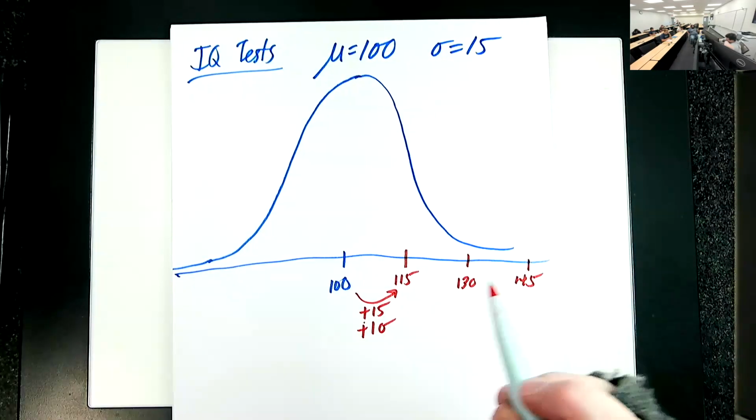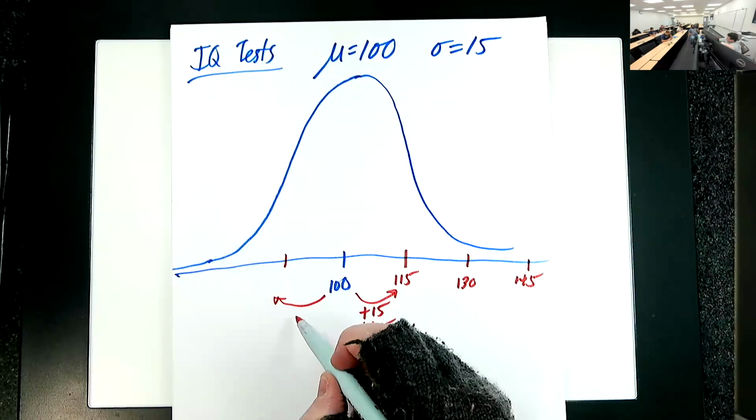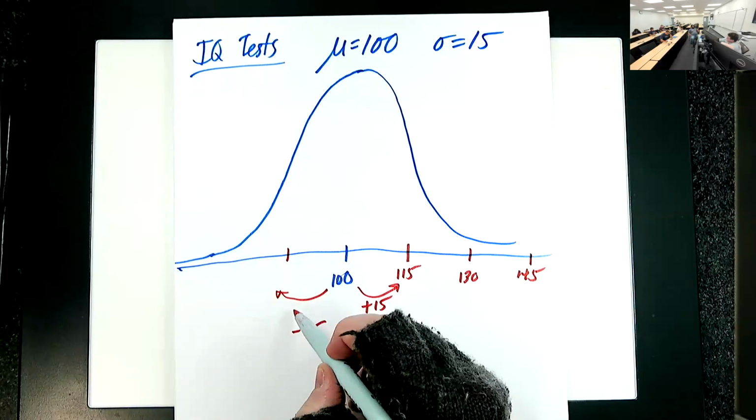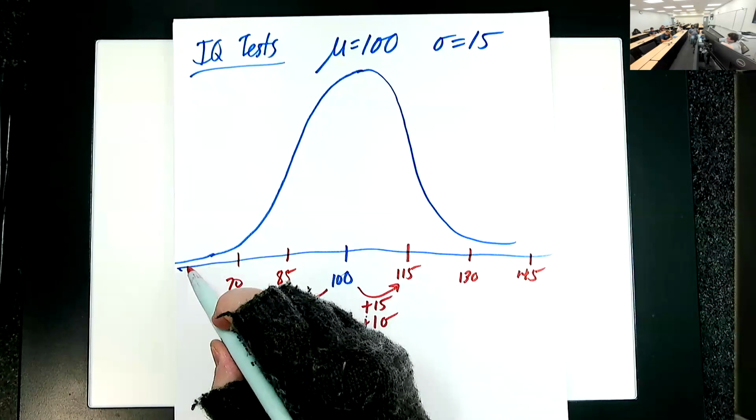This is the empirical rule. We do the same thing going the other way. We subtract 1 deviation, so minus 15. I get 85, 70, 55.